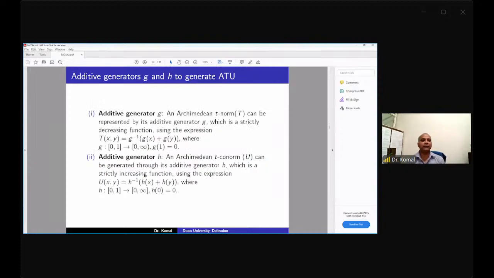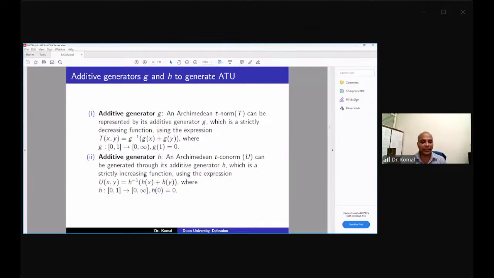So now to form this T-norm and T-conorm, we generally have different generators. Additive generators: here G is the additive generator for T-norm, and in the second definition we are using H, which is useful in T-conorm. So what is an additive generator? An Archimedean T-norm can be represented by its additive generator G, which is a strictly decreasing function, using the expression T(x, y) is nothing but G inverse of G(x) plus G(y), where G is from [0, 1] to [0, infinity), and the condition is that G(1) should be 0.